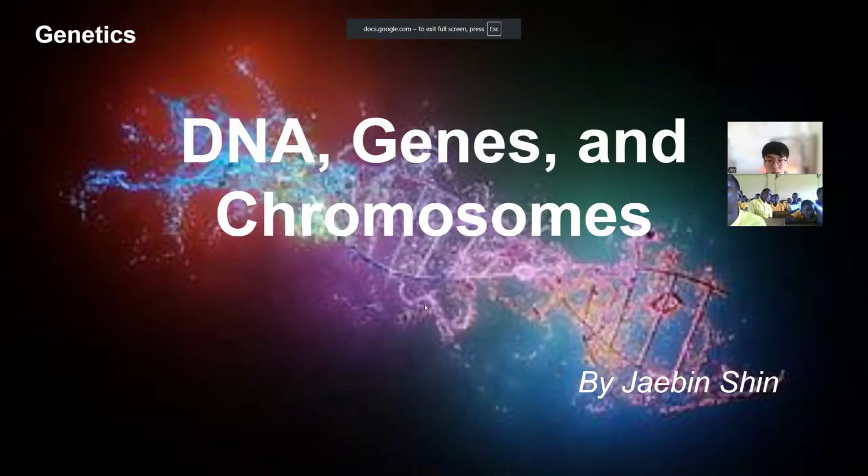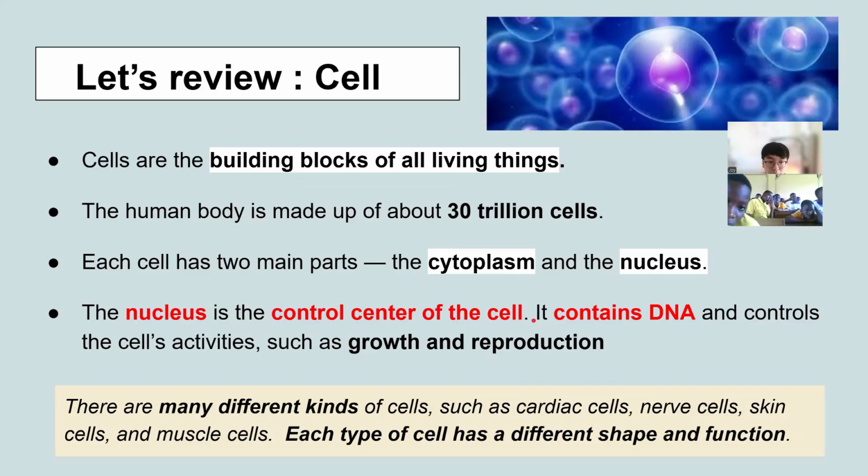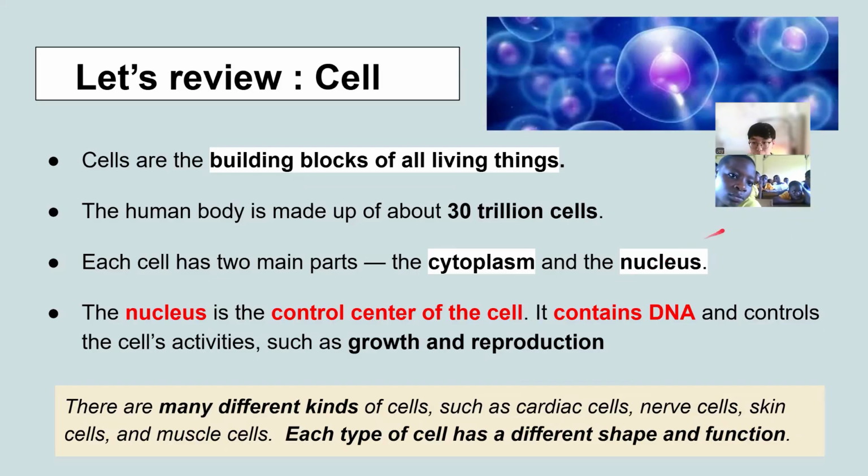So now we will be moving on to DNA, genetics, genes, and chromosomes. We will talk about what they are, but let's first review the cell. Cells are the building blocks of all living things, and the human body is made up of 30 trillion cells.